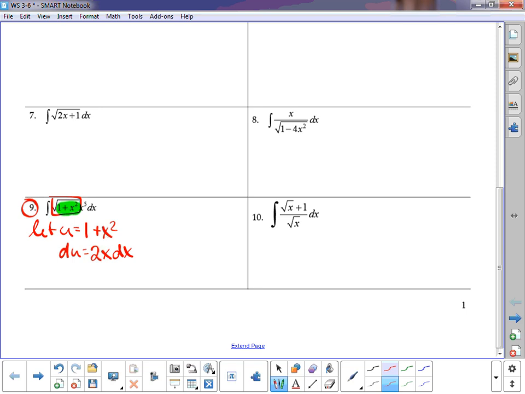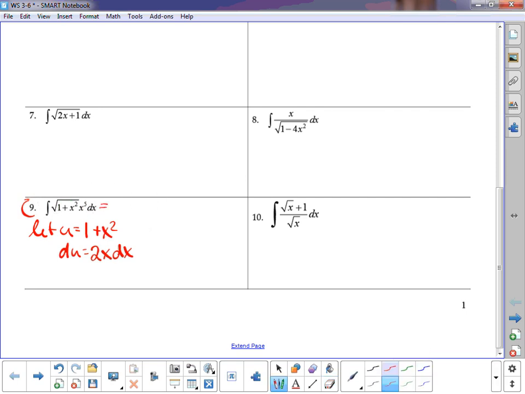Now the issue with this one is that when I go to rewrite my integral, I have square root of u, or u to the 1/2. But then this piece here is x to the 5th dx, and all I have is just an x dx. So this is where we end up having to do back substitution again. Okay? So let me rewrite this here.